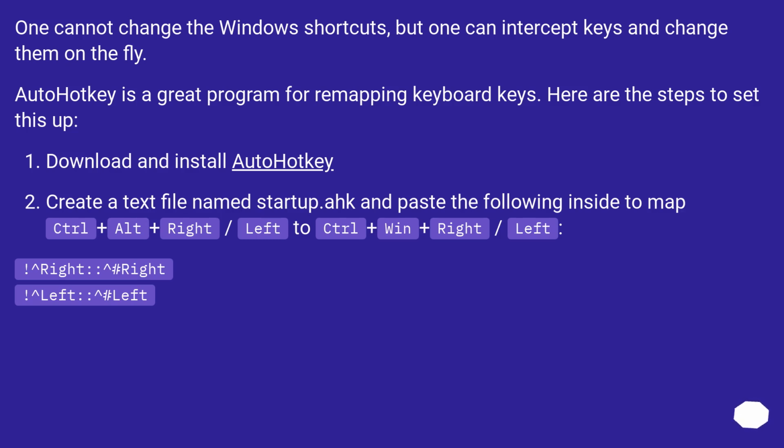One cannot change the Windows shortcuts, but one can intercept keys and change them on the fly. AutoHotkey is a great program for remapping keyboard keys. Here are the steps to set this up. Download and install AutoHotkey. Create a text file named startup.awk and paste the following inside to map Control plus Alt plus right, left to Control plus Win plus right, left.